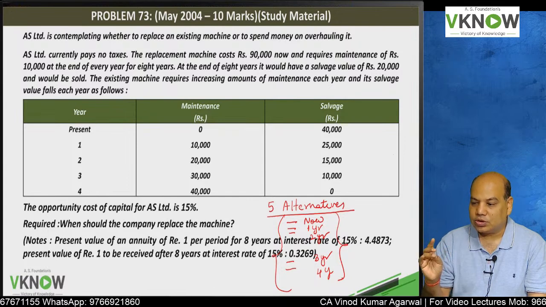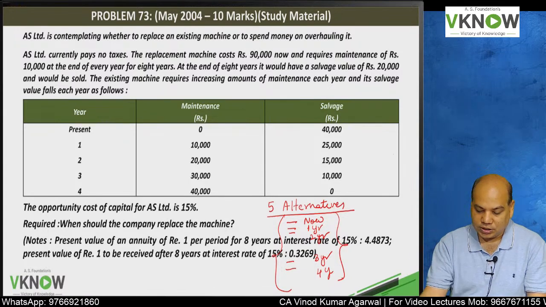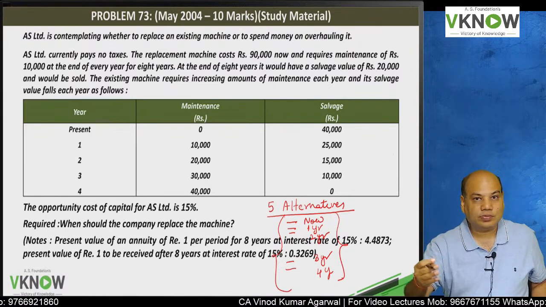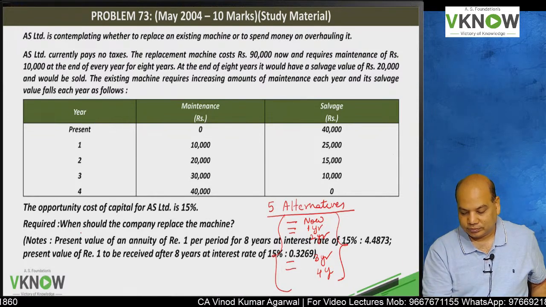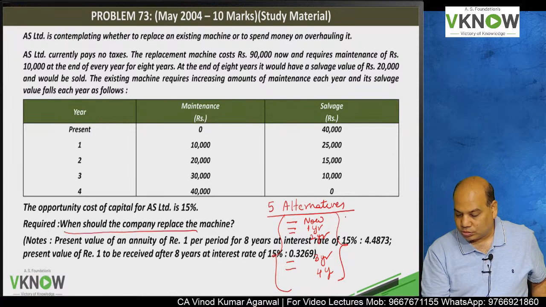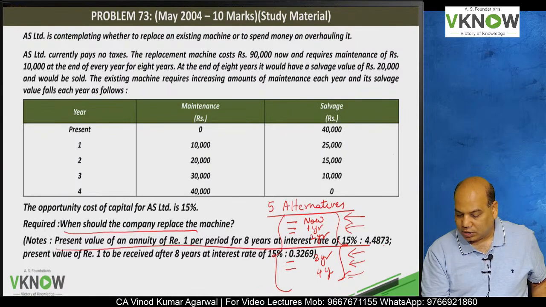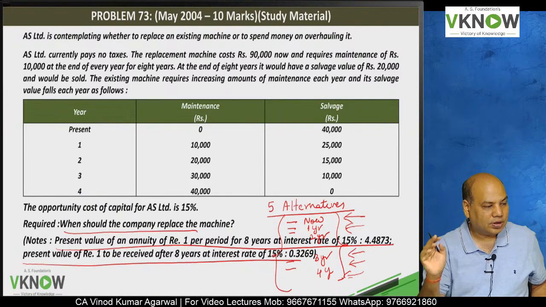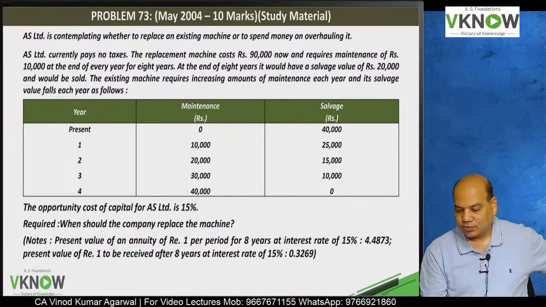The opportunity cost of capital is 15%. When should the company replace the old machine? Not whether to replace. Now the question is when should the existing asset be replaced? And you have to answer one of these 5 options. They have also given you the present value factor, the annuity factor, and the single year factor.